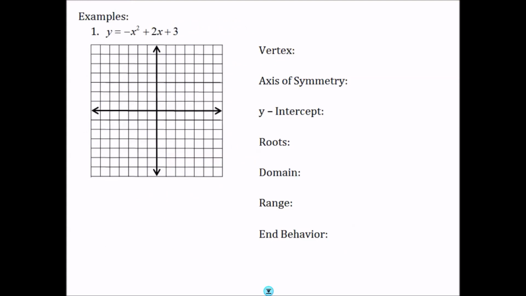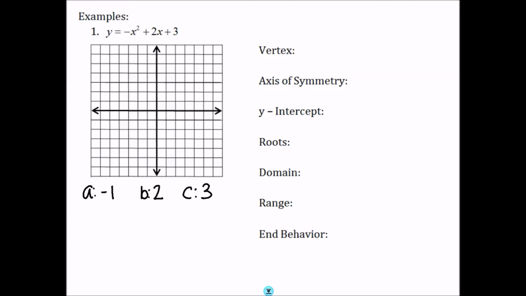For this first example, we have the equation y equals negative x squared plus 2x plus 3. So I'm going to go ahead and write out what a, b, and c are. So a is the coefficient of x squared, which is negative 1. b is the coefficient of x, which is 2. And c is the constant, so it's the number without the x, so that's 3.